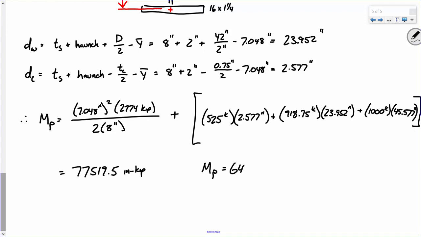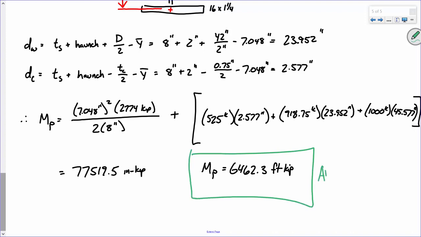All right. I got like 6462.3. All right, plus or minus a foot kip because of rounding. I mean, if you use Excel, all the rounding stuff's going to wash out because you'll track your values. So that's not too bad, right?